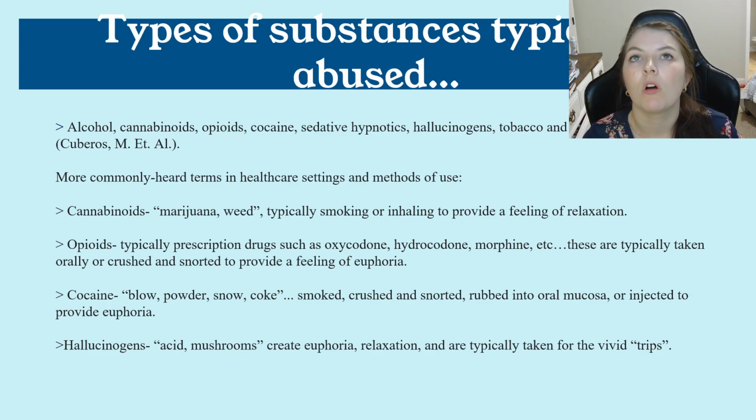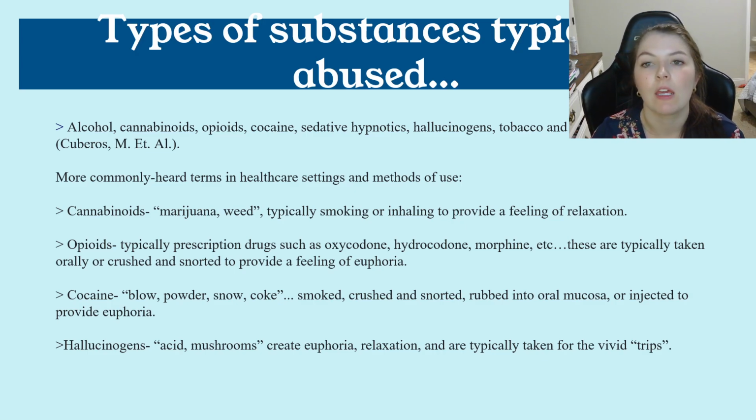Cannabinoids being marijuana, weed. Opioids can sometimes be known as oxy. Cocaine is known as blow, powder, snow, or coke, and hallucinogens are often called acid or mushrooms, shrooms, and are taken because of the vivid trips that they provide for the user.